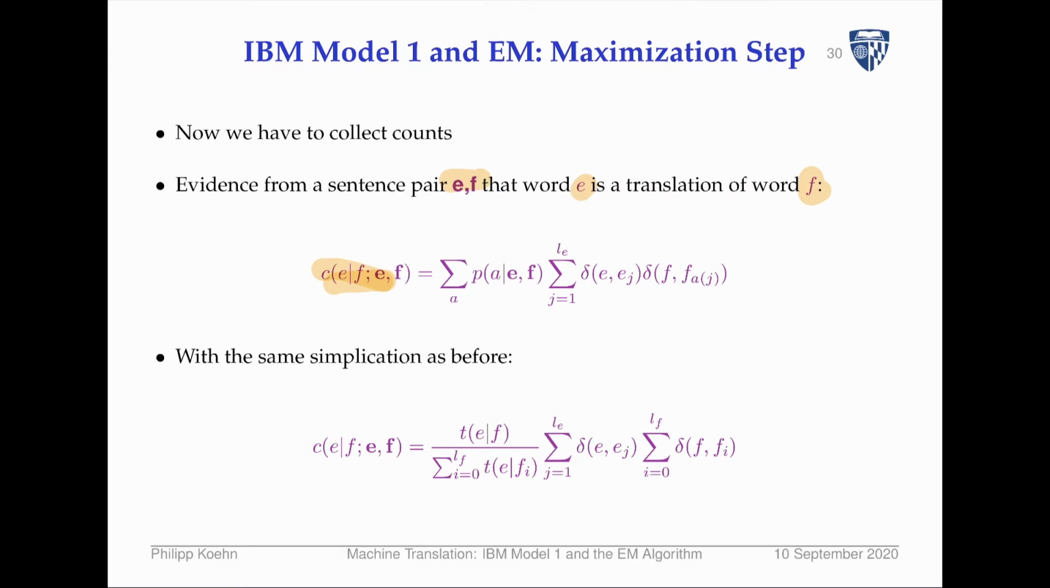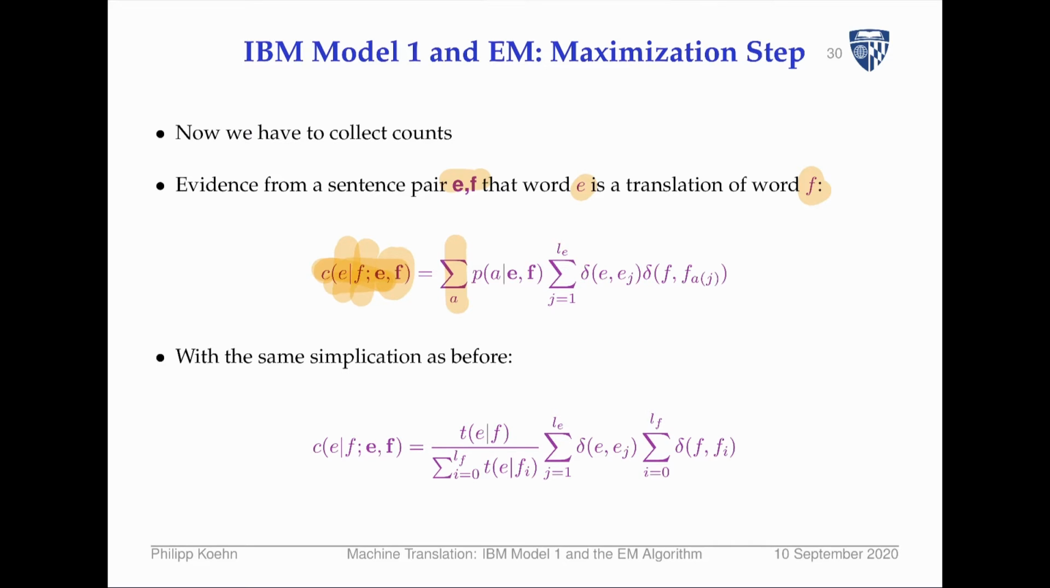Once we have the counts, then the estimation of the probability distribution is pretty straightforward. So what I'm saying here is what's the count collection for this English word and that foreign word given the sentence pair. So we have a sentence pair. We now want to collect counts for this English word given the line being aligned to the foreign word. So we sum over all the possible alignments.